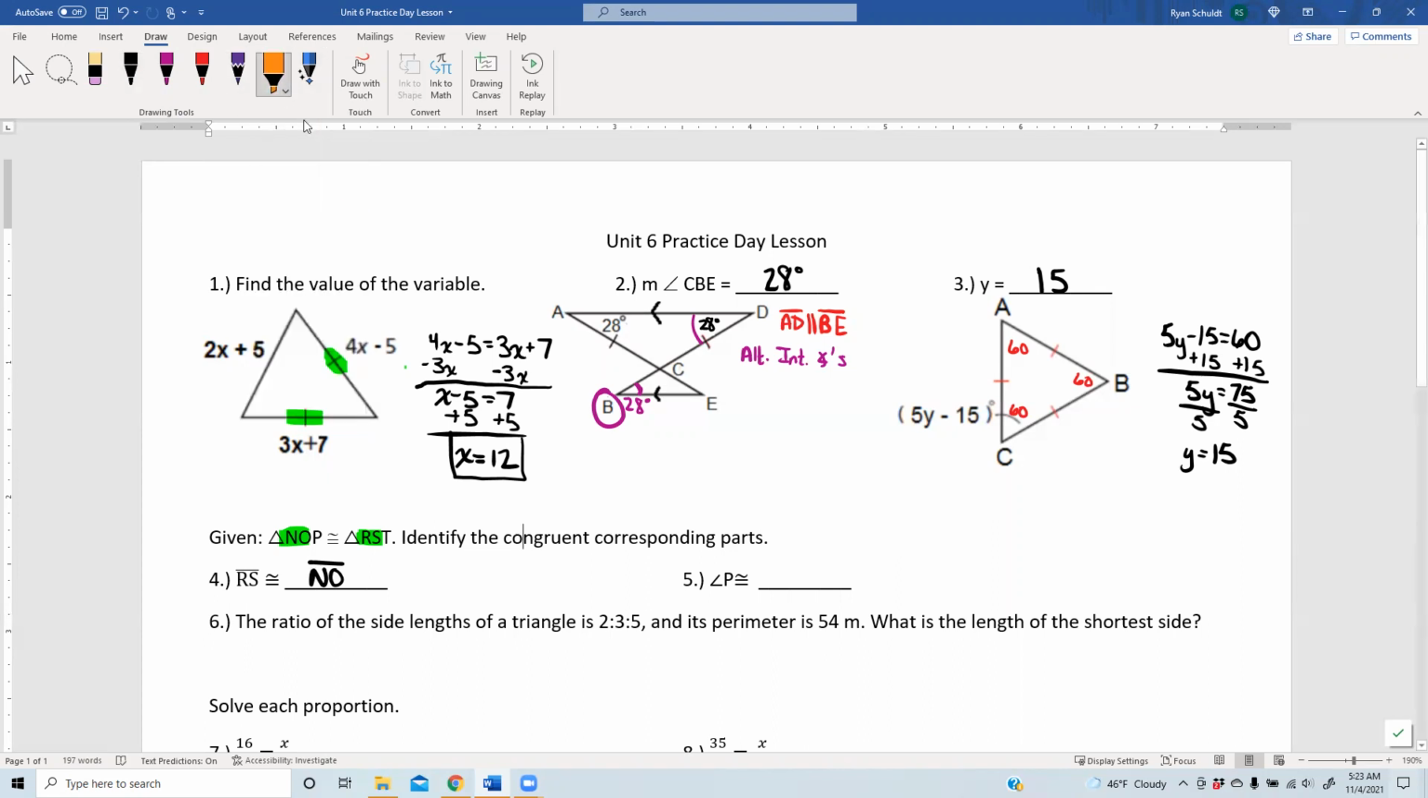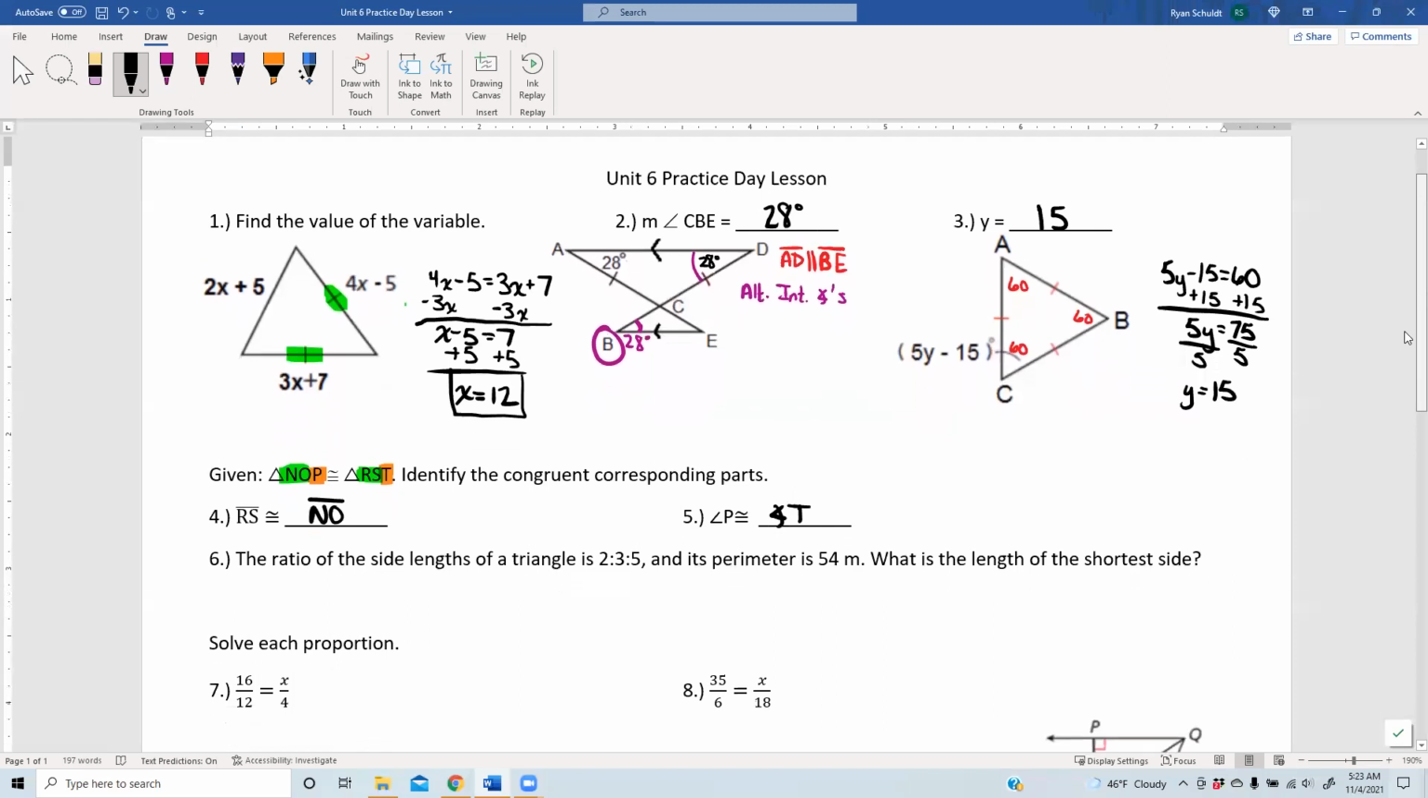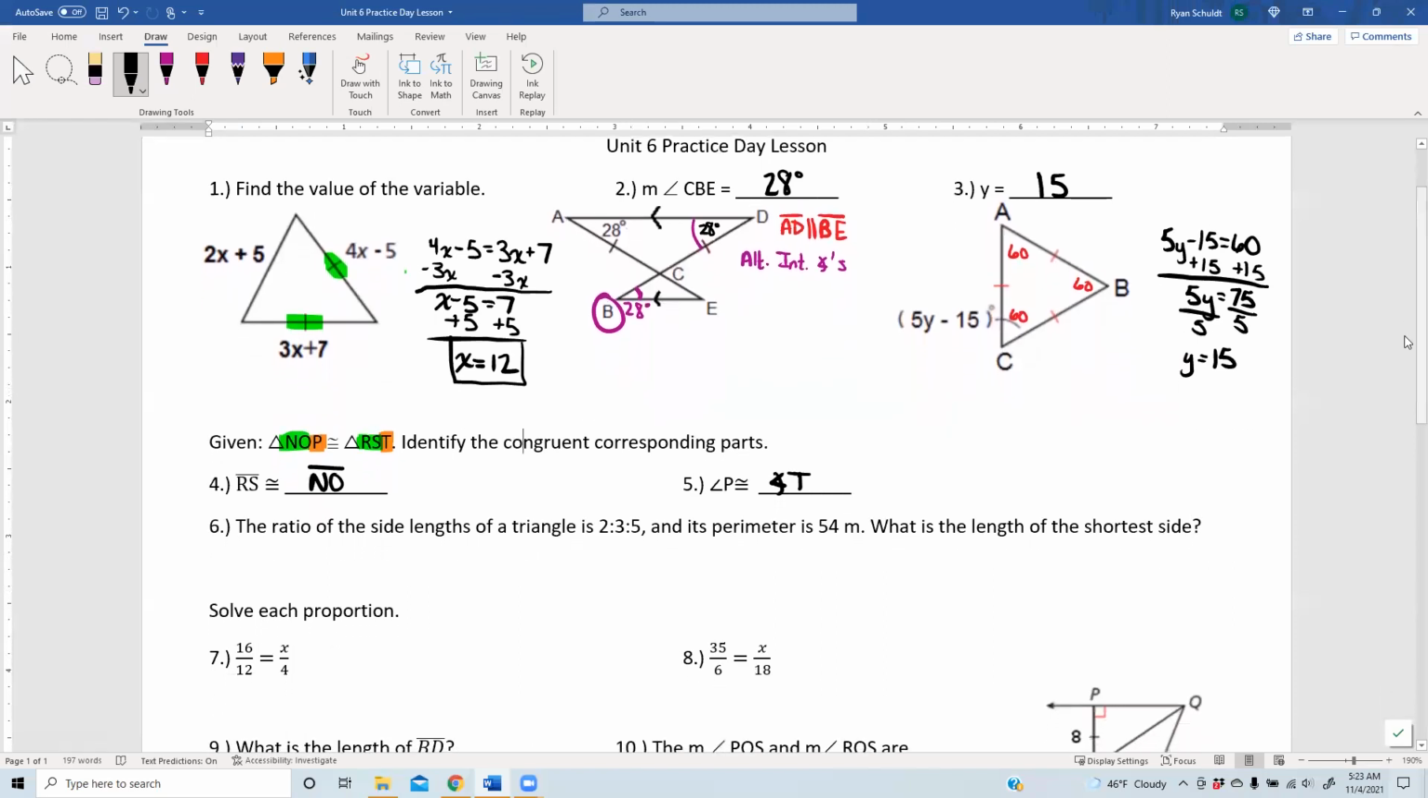Number 5 asks us what angle goes with P. Well, there's P. Angle T goes with it. So that would be angle T. So remember, when you match corresponding parts, you go in whatever order the first one is, that's what the second one has to be in. It's got to be in the same order.